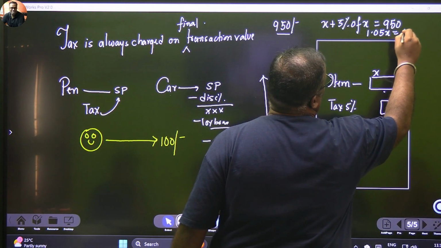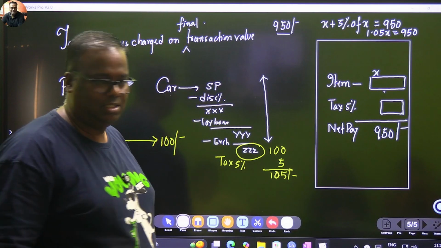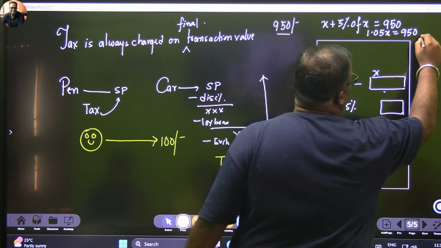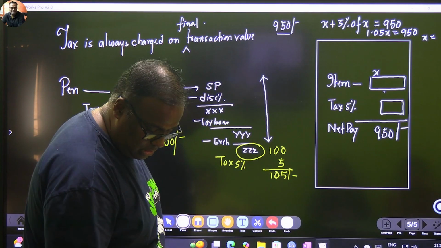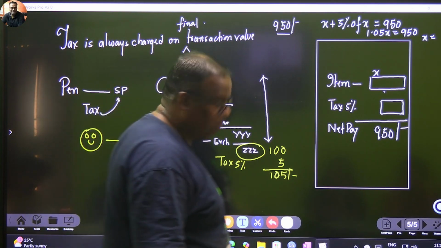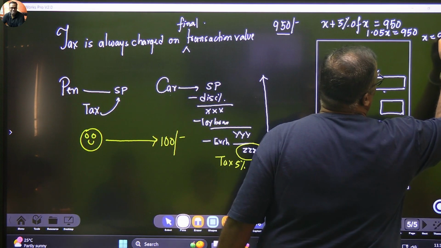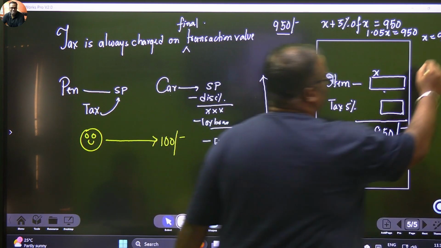That means 1.05x is equal to 950. Right? So can you now find out what is the value of X? If we want to find out the value of X quickly, 950 divided by 1.05. So the price is 904 point something like 76.